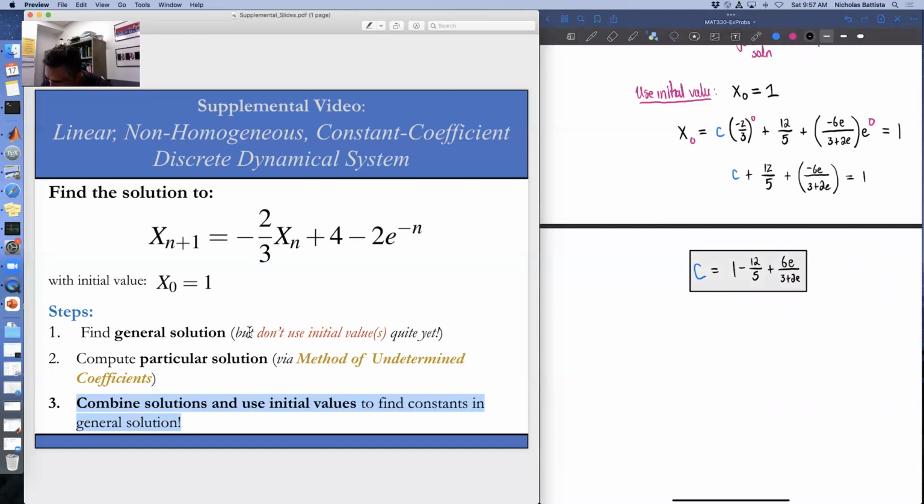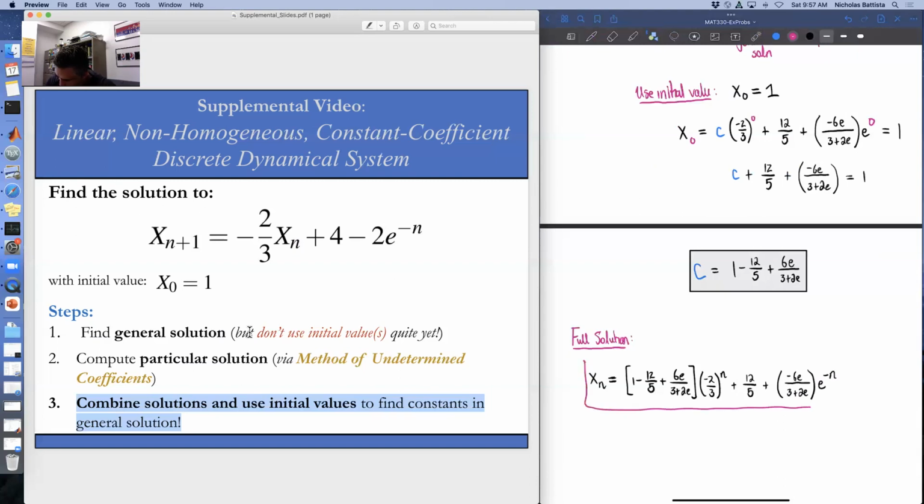We can take that value of c and substitute it into our full solution. So we finally have that the full solution x_n is equal to this value of c, 1 minus 12 over 5 plus 6e all over 3 plus 2e, times minus 2 over 3 raised to the nth power, plus 12 over 5, plus this constant, minus 6e all over 3 plus 2e, times our decaying exponential e to the minus n. And that would be our final solution in this problem.